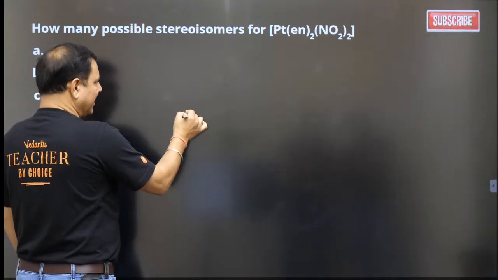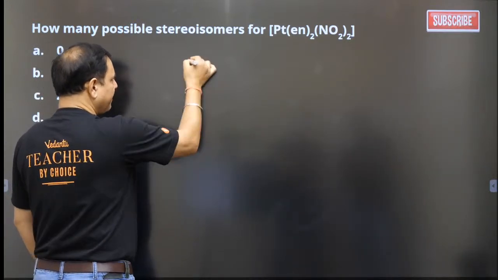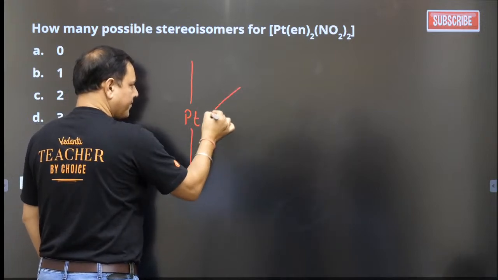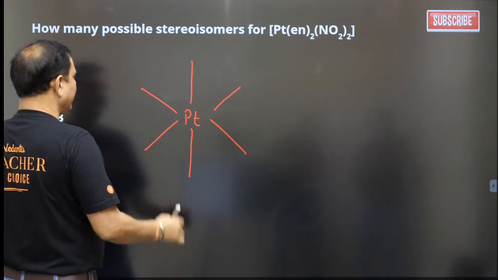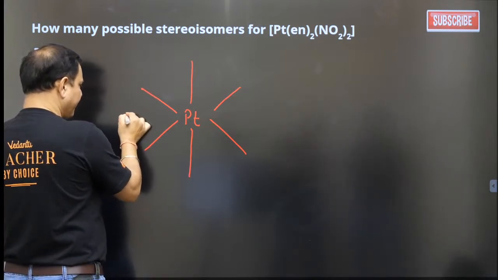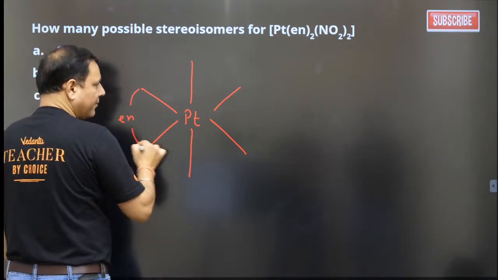How many possible stereoisomers for Pt(en)2(NO2)2? Pt(en) whole twice (NO2)2, it is an octahedral complex, platinum.